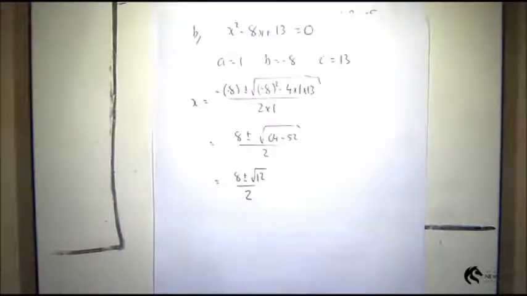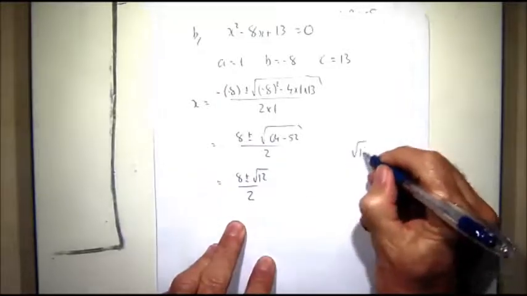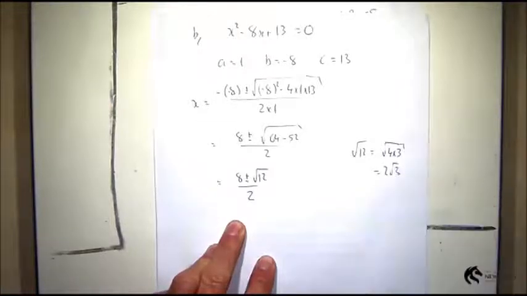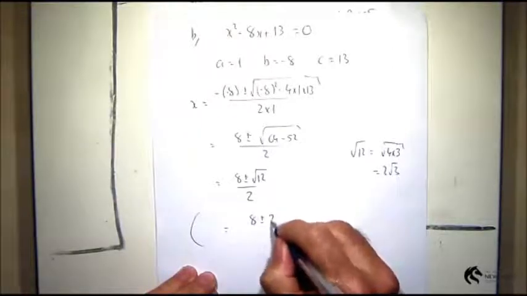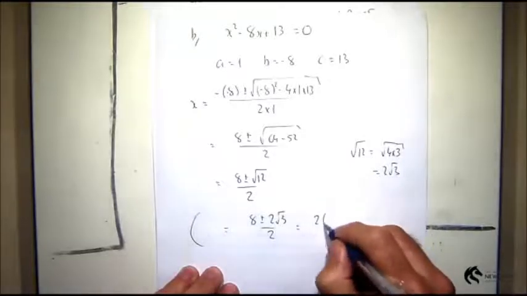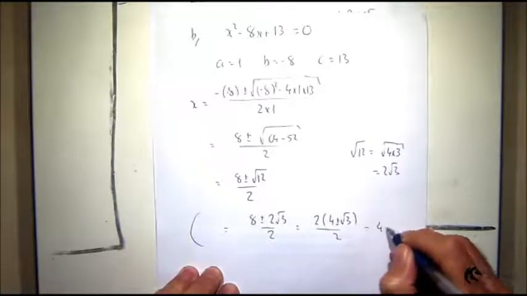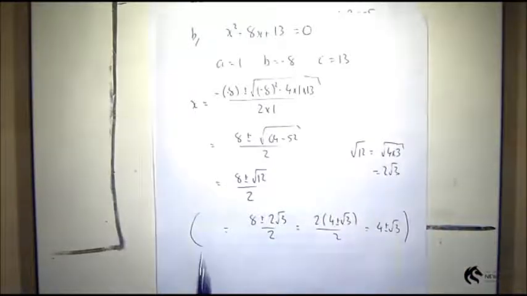In this case, and I definitely wouldn't ping you for this, but this can be simplified a little bit more, in that the square root of 12 we know is the square root of 4 times 3, and so that's 2 root 3. So I can write this as 8 plus or minus 2 root 3 on 2. Then I can say, look, that's 2 lots of 4 plus or minus root 3 on 2. So 4 plus or minus root 3. So 8 plus or minus root 12 on 2 is the same as 4 plus or minus root 3.